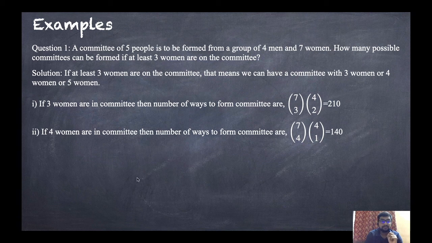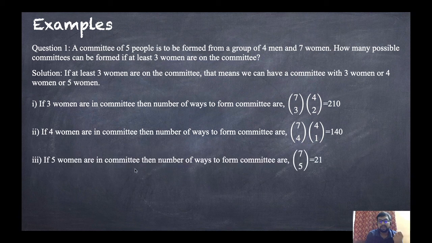And the last case is 5 women. If 5 women are in the committee, then how many ways are there to form the committee? Total 7 women are there, so 7C5. We want to form a group of only five people, but we have already chosen five women, so there are no other possibilities left for men. So it is simply 7C5, which is 21. So the total number of ways will be 210 plus 140 plus 21. That means 371. Okay, that's it.